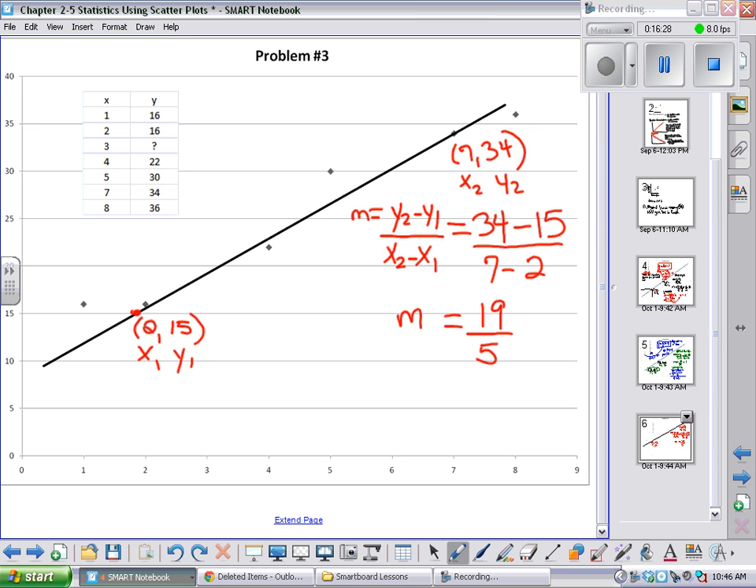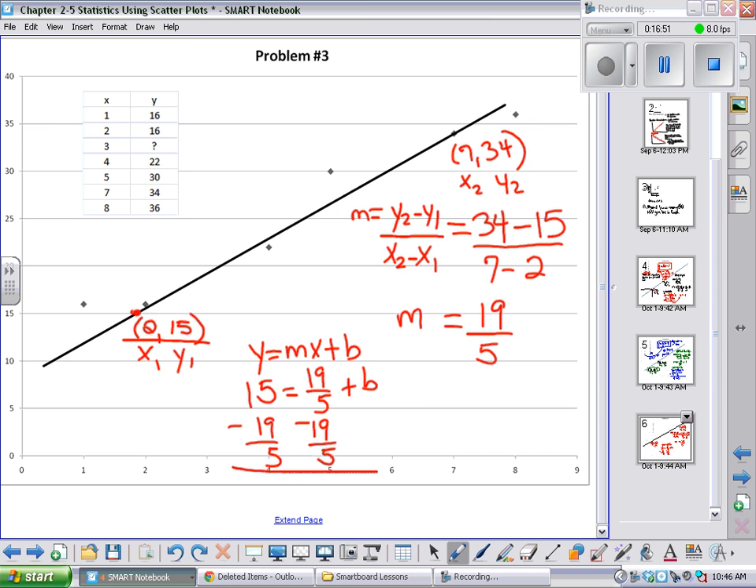I'm going to go ahead with the first two down here with 2 and 15. Y equals mx plus b. My y is going to be 15. My m is 19 over 5 plus b. Subtract 19 over 5 from both sides. Those cancel out. Over here, I'm going to do the subtraction for 15 minus 19 over 5.